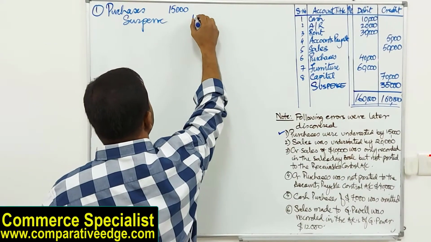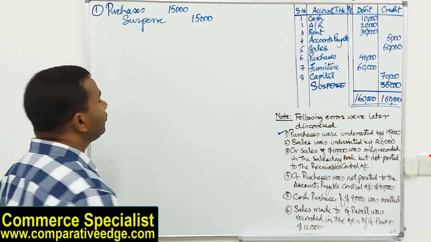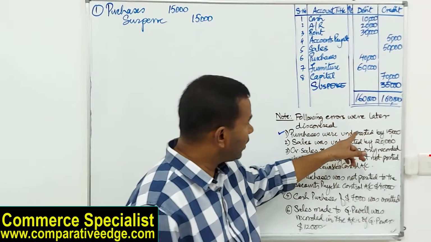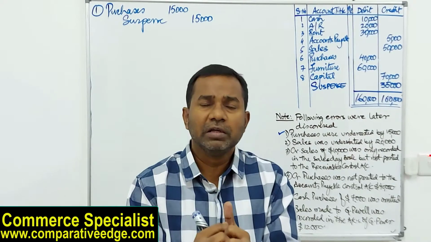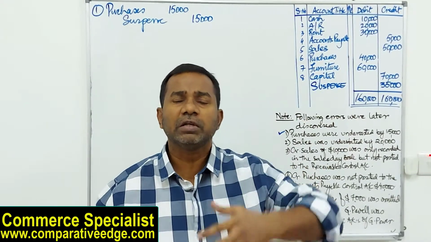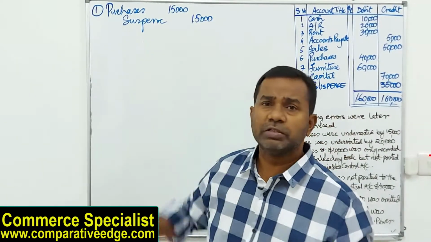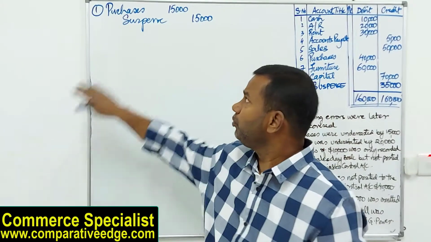How much? 15,000. So it says purchases were undercasted by 15,000. It was recorded less, the total was less. So you increase purchases. Increase in cost is a debit. We debit purchases. What to credit? If nothing is there, put suspense.